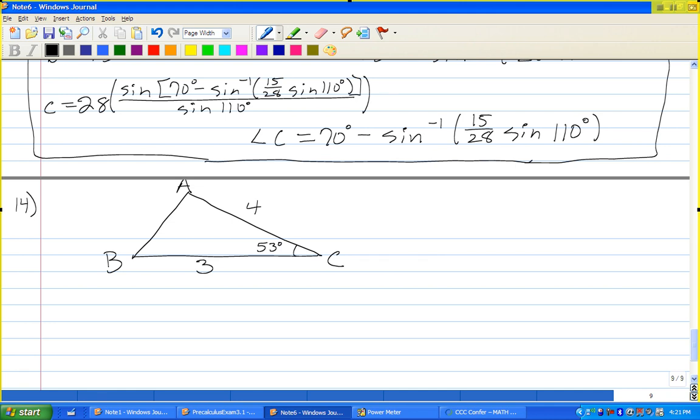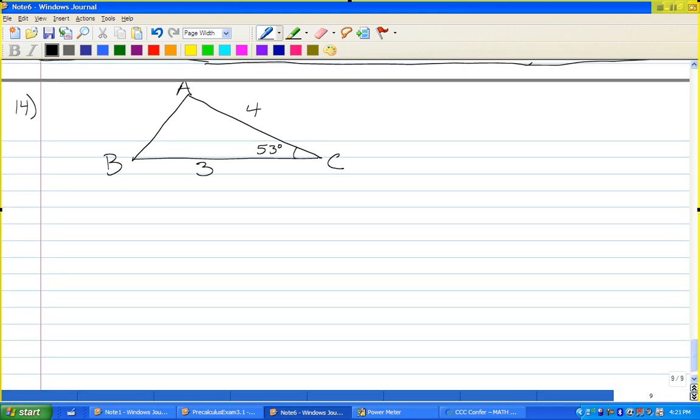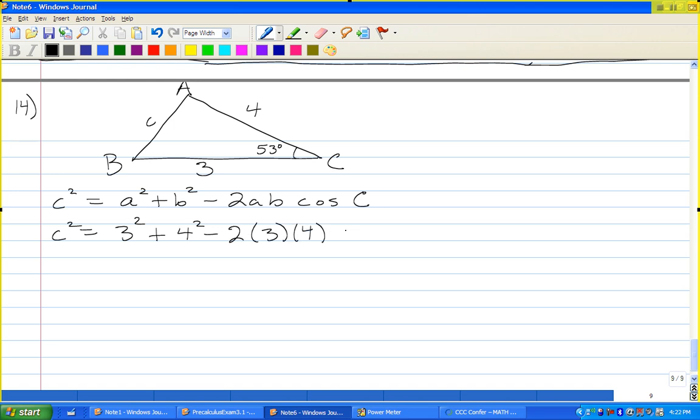Okay. Law of cosines looks easier. So this is A, B, this is C. So I have C squared is equal to A squared plus B squared minus 2AB cosine of C. And so C squared is equal to A squared plus B squared minus 2AB cosine of 53 degrees.